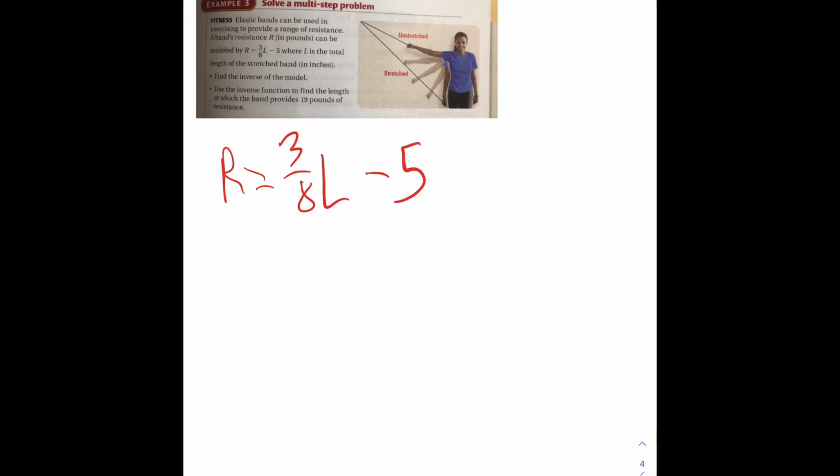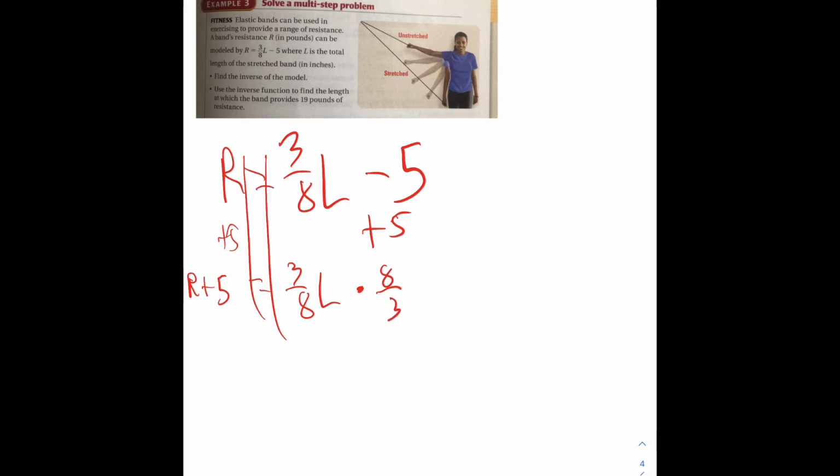So again, what I first want to do is eventually get length. So I'm going to start by adding 5 to each side. So I'm left with R plus 5 equals 3/8 L. And then again, multiplying by the reciprocal will cancel out. So I'm going to multiply both of these terms by 8/3. So my answer is going to be 8/3 R plus 5 times 8 is 40. And that gives me L. So that's something that I can work with.